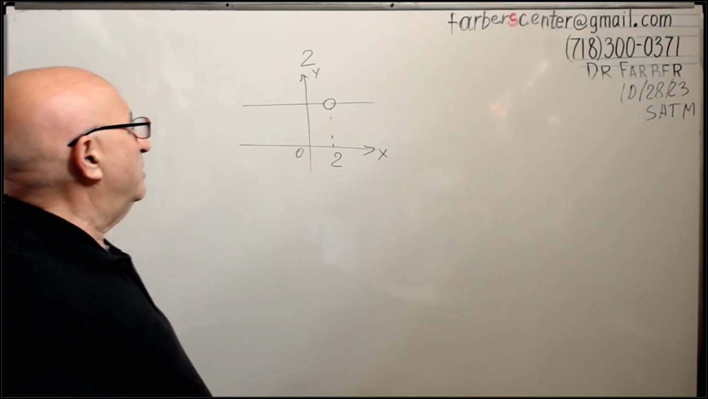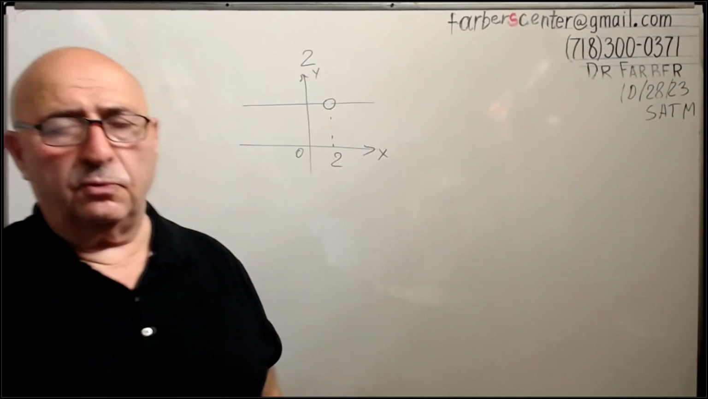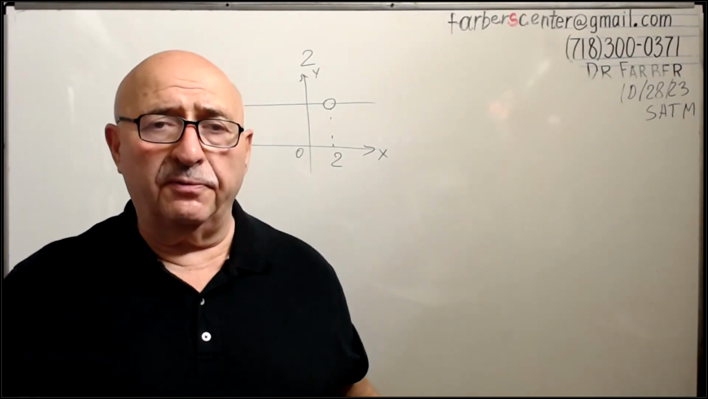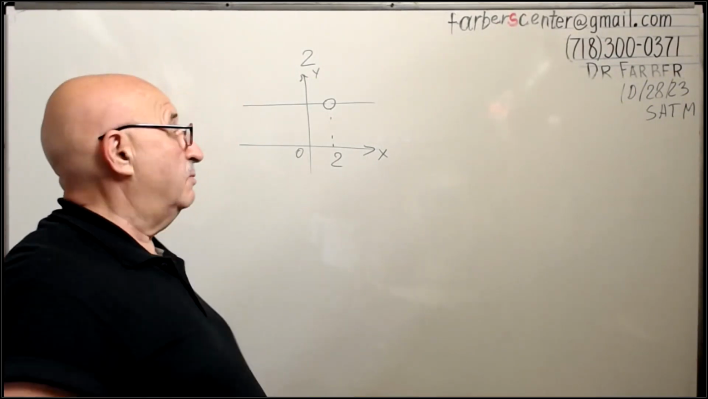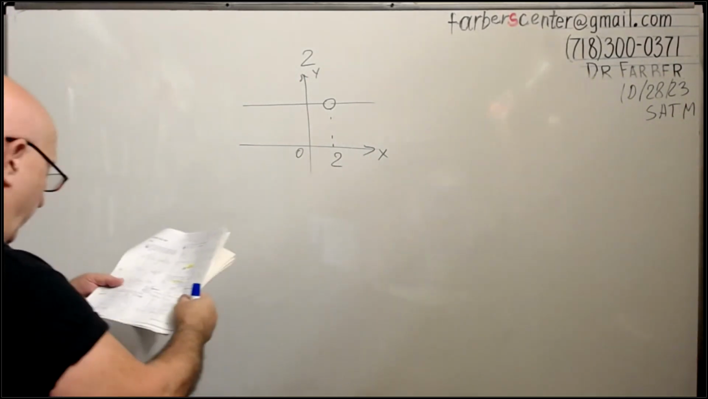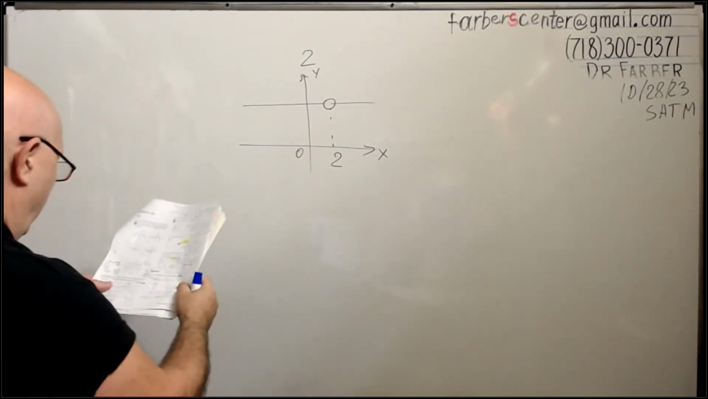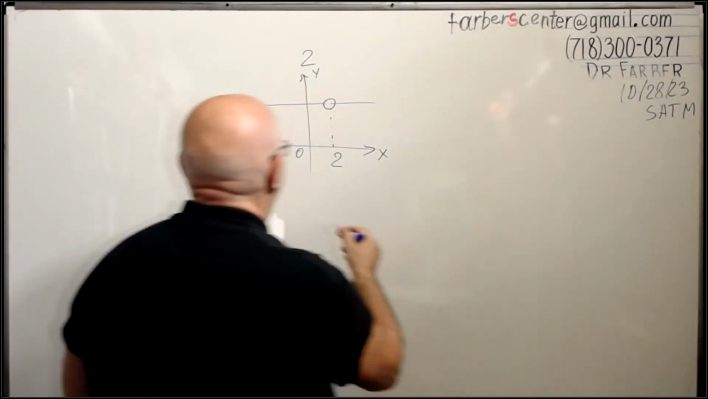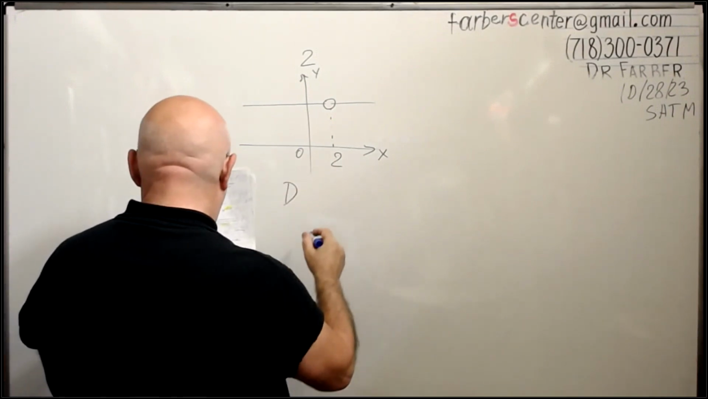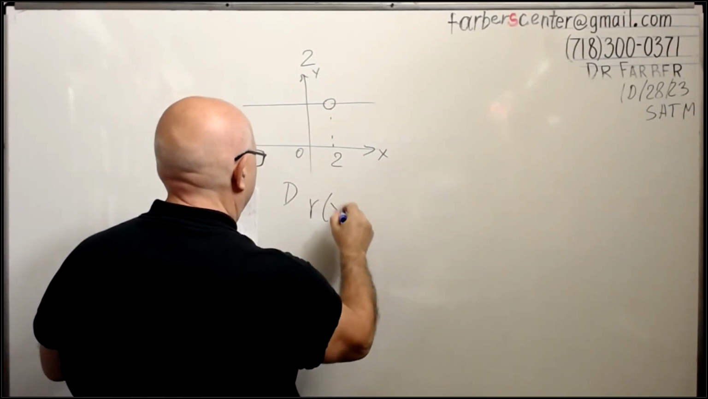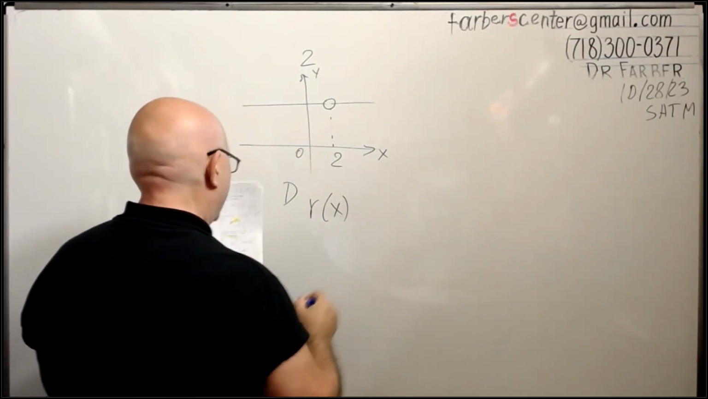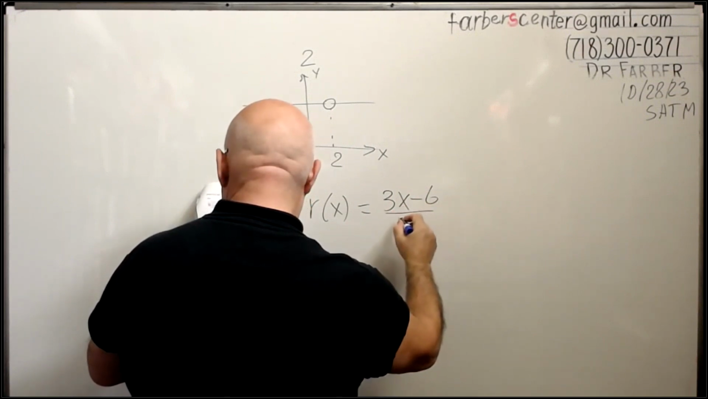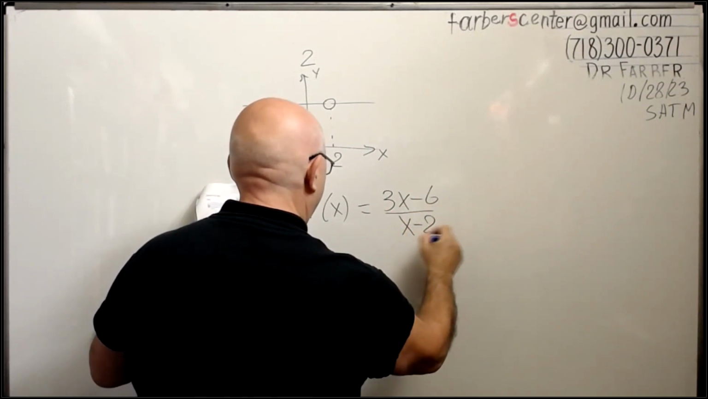The reason is in the denominator: when x equals 2, the denominator is supposed to be 0 and the function is undefined. Look where x equals 2 in the denominator. We have a few options, and for instance I can do one of them, D. We have r of x equals (3x minus 6) divided by (x minus 2).